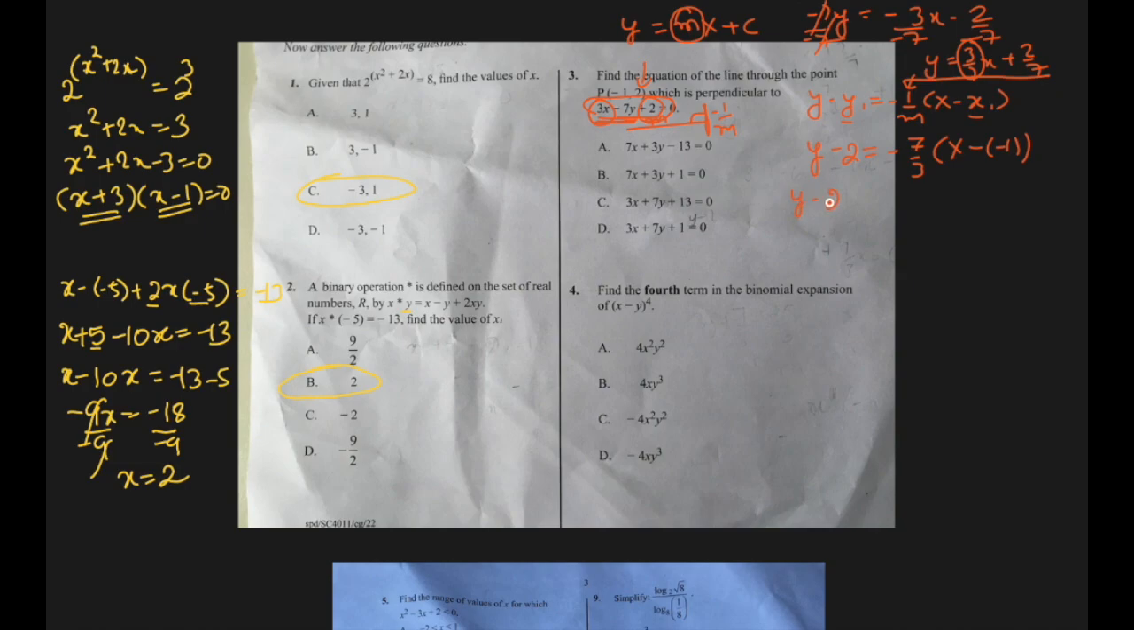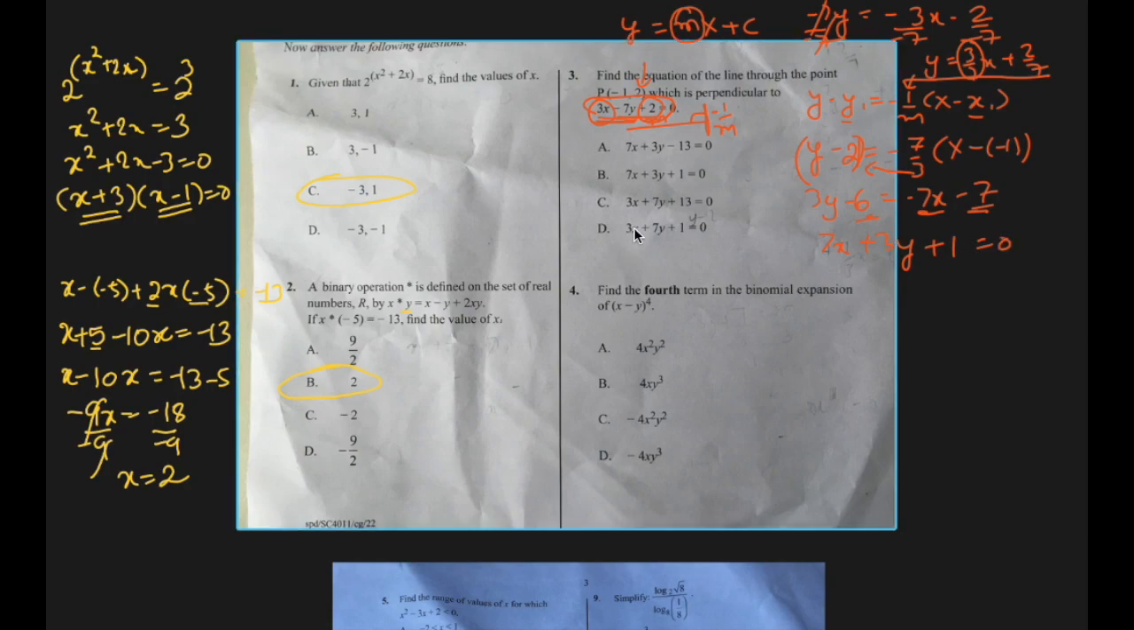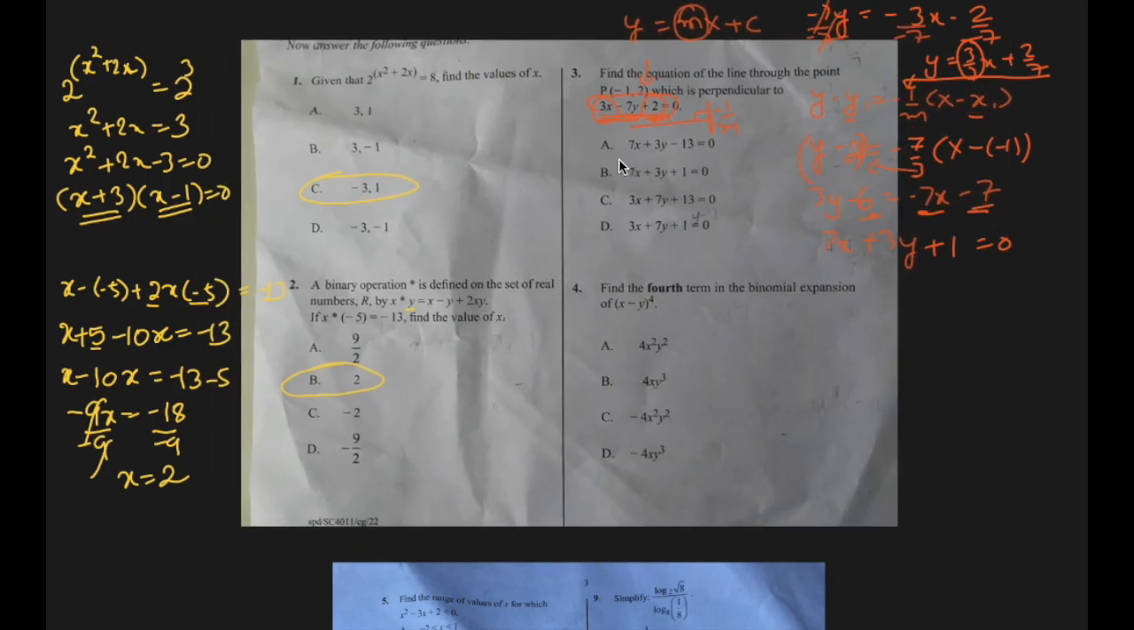So y minus 2, rather let's not do this. Let's cross multiply. This 3 multiplies with both of them, y minus 2. So 3y minus 6 equal to negative 7x negative 7. This will be positive 1 times negative 7. Alright, so let's bring this 2 also to the left side. So 7x becomes positive, then 3y is there, then we have minus 6 and plus 7 plus 1 equal to 0. B is the answer for this one.